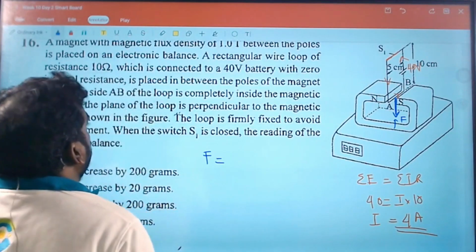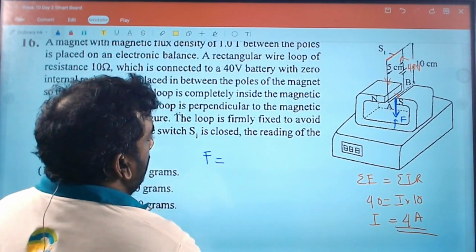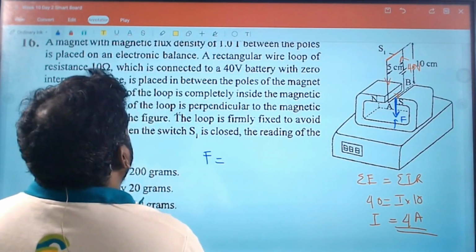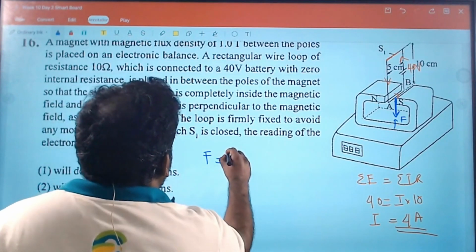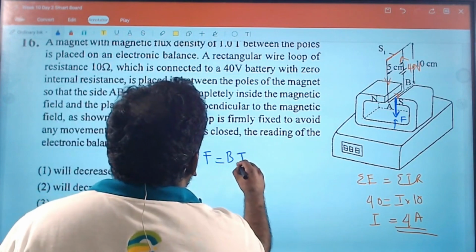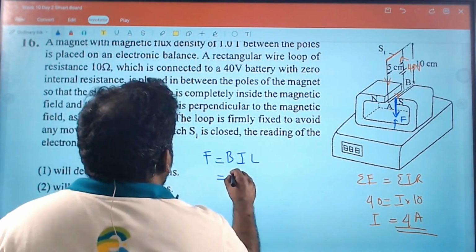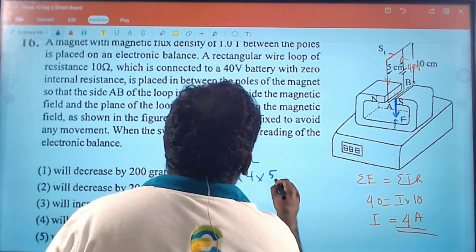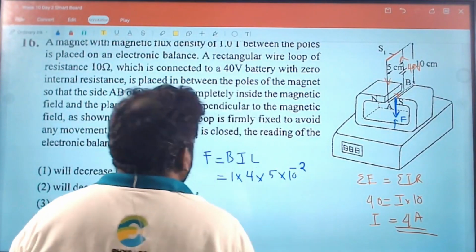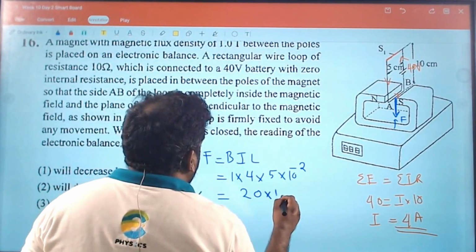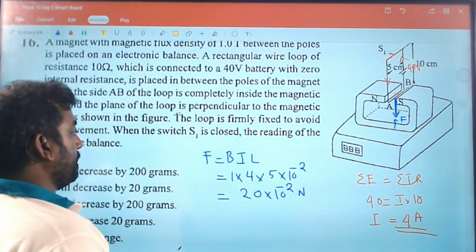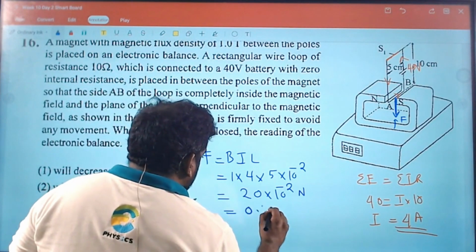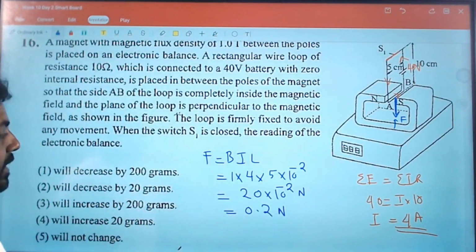F is equal to magnetic field BIL. 1 Tesla, current is 4, length is 5 centimeter, convert to meter. 20 × 10 to the power minus 2 Newton. Simplify this. How much? 0.2 Newton. That's about 20 grams.